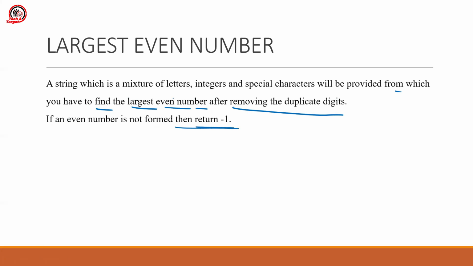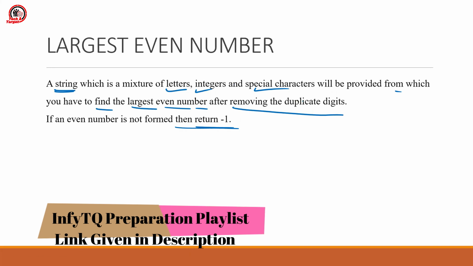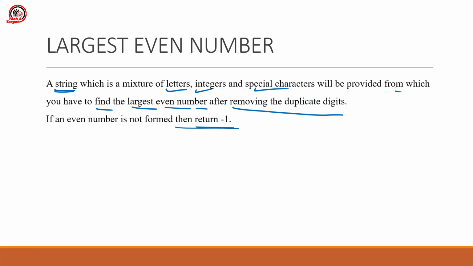The first thing is, as an input, you will be provided a string. That will be containing either letters, A, B, C until Z, or integers, which will be 1, 2, 3, or -1, -2, -3, or whatever it is. And also special characters, like the dollar symbol, etc. All those things will be provided to you as an input in a string format. And what you have to do is, from that string, you have to find the largest even number after removing all the duplicate digits, right?